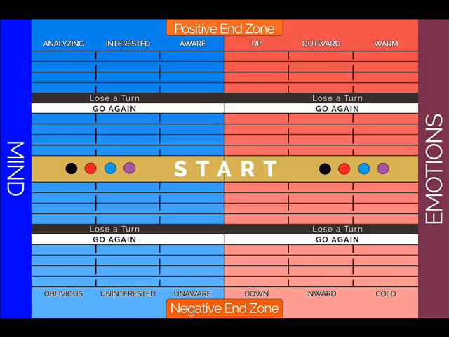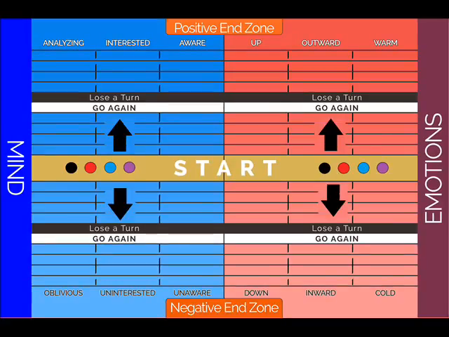2 to 6 players can play. Each player gets 2 pieces that are placed on the start section in the middle of the board, one on the left mind side and the other on the right emotion side of the board. Each player moves one piece up and down the mind side and the other piece up and down the emotion side. The goal is to get each piece in either the top or bottom end zones.